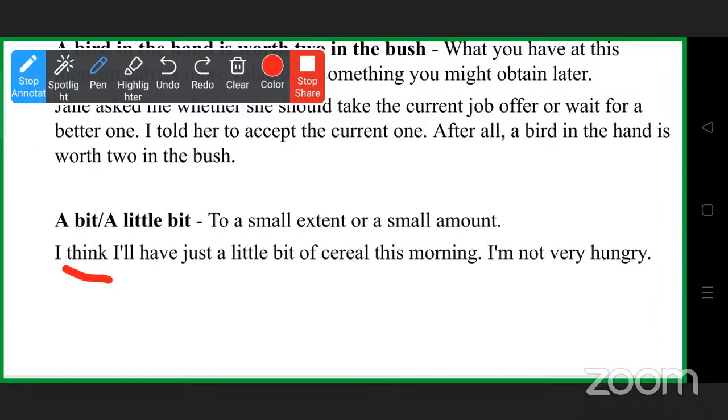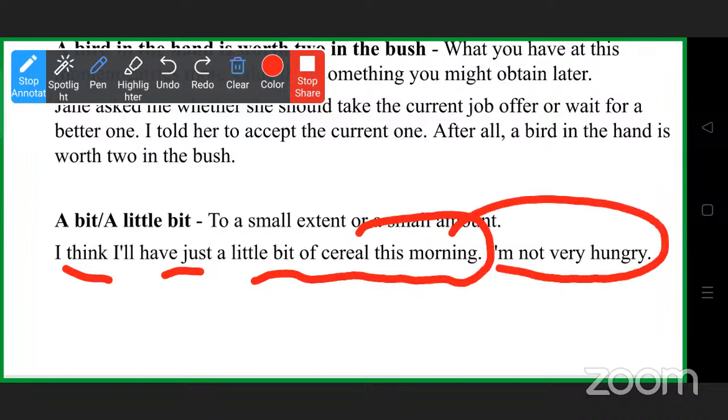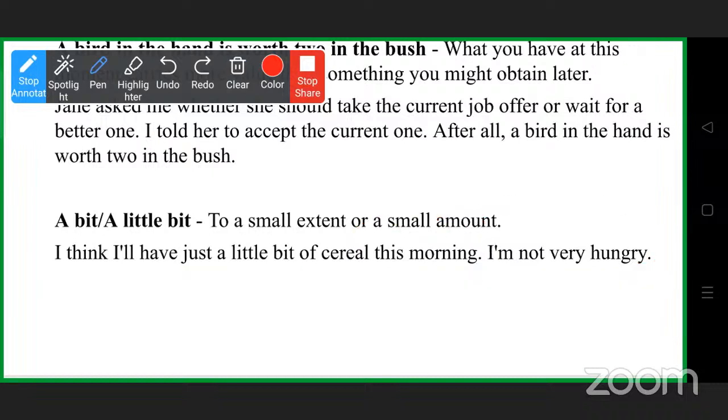I think I will have just a little bit of cereal this morning and I am not very hungry.